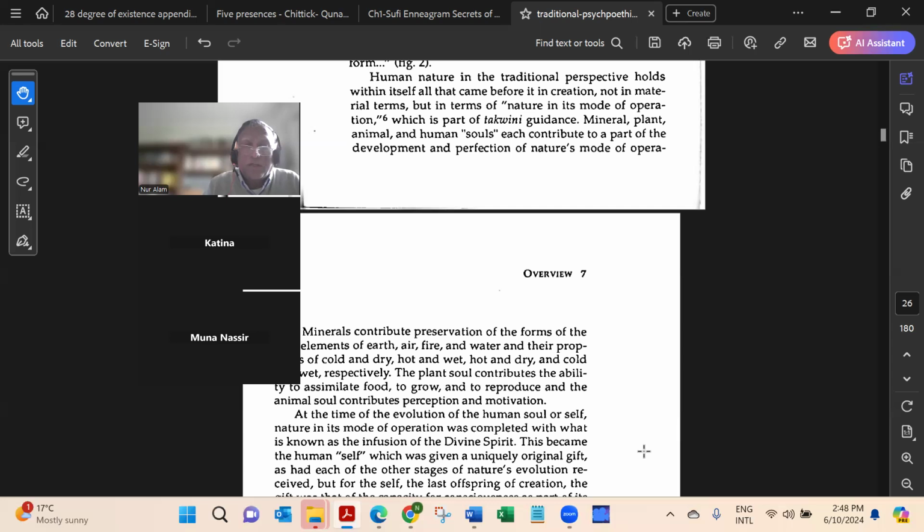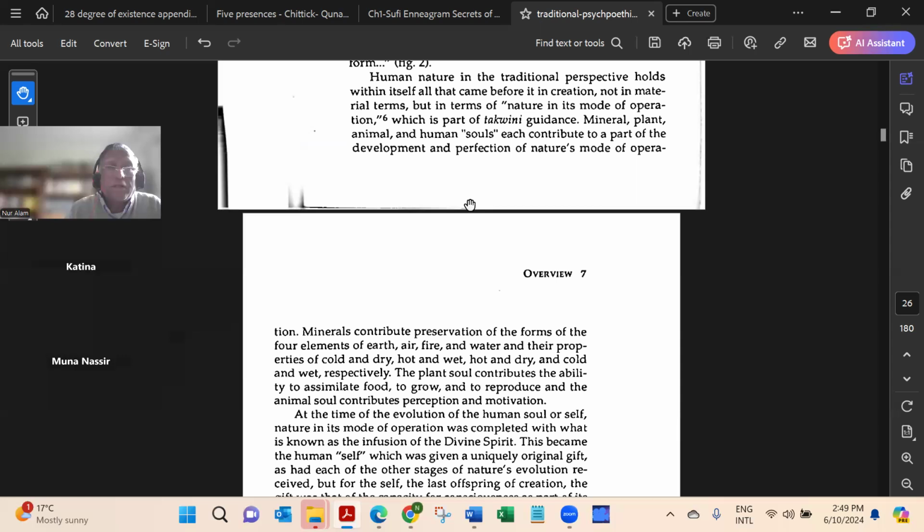So at the time, the evolution of the human soul or self, nature in its mode of operation, was completed with what is known as the infusion of divine spirit. This became the human self, which was given a uniquely original gift, as had each of the other stages of nature's evolution received.